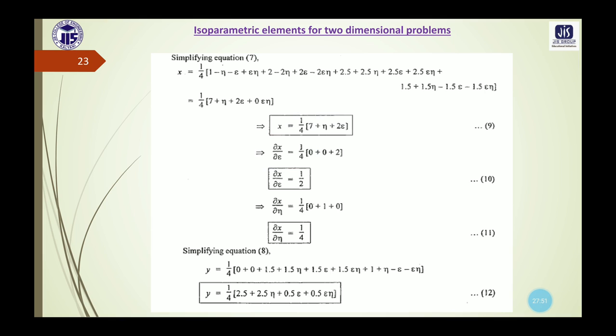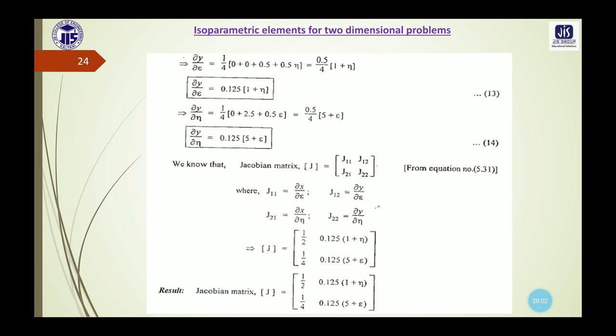Now simplifying equation number 8, we get the relation between y, eta and epsilon as equation number 12. Now if we perform del y del epsilon, we get the value as 0.125 multiplied by (1 plus eta). Again, if we differentiate y with respect to eta, we get that del y del eta is 0.125 into (5 plus epsilon). This is our equation number 14.